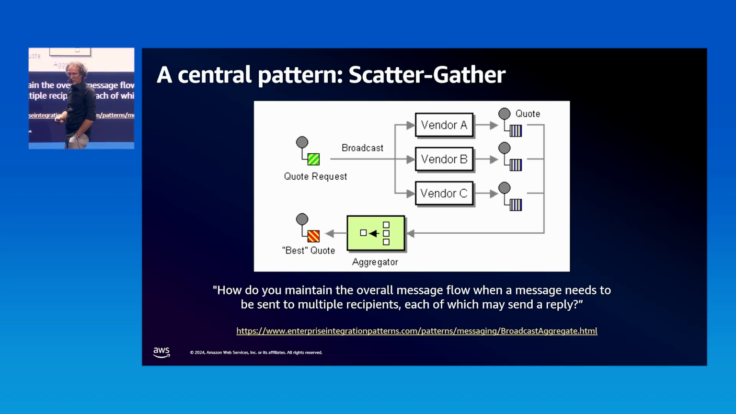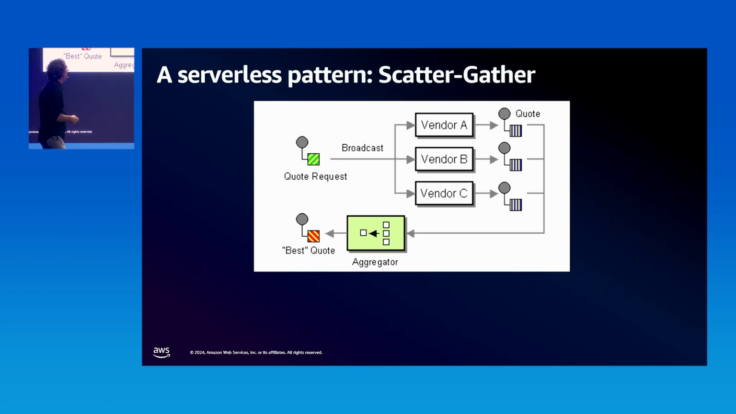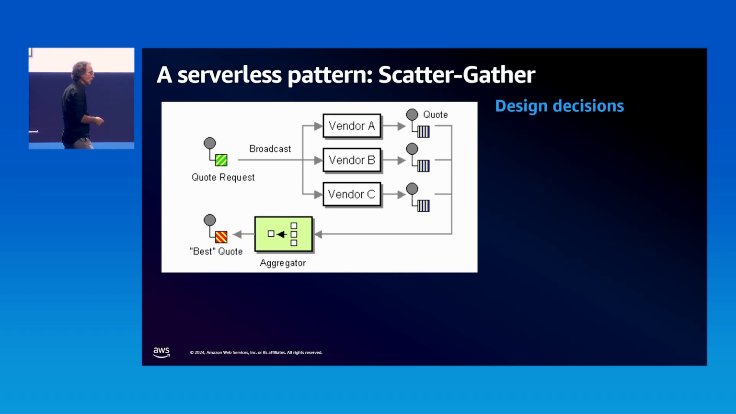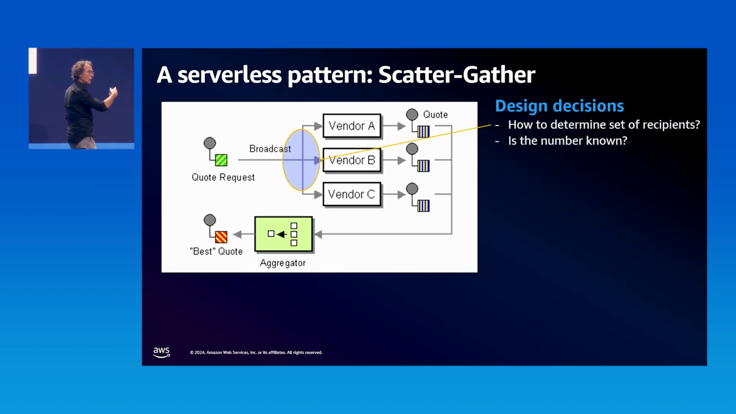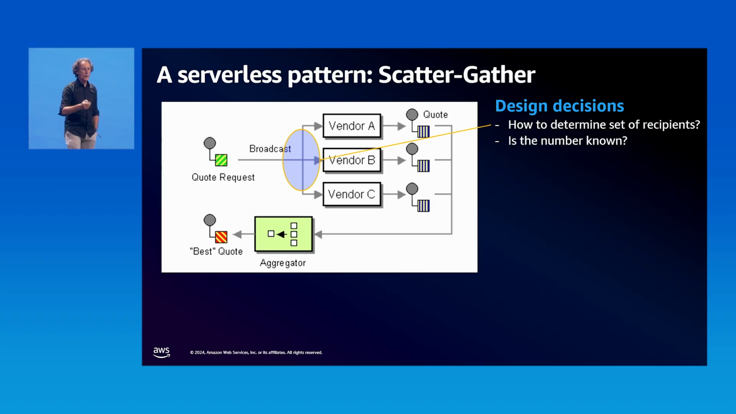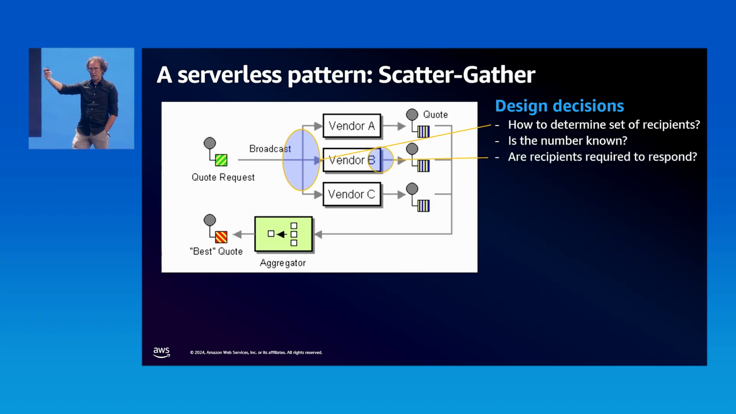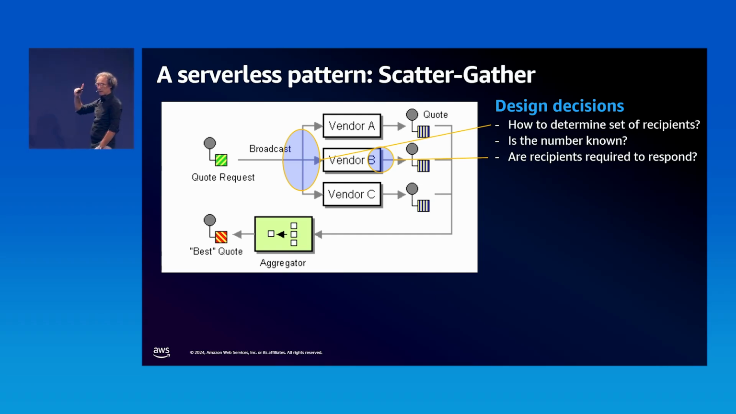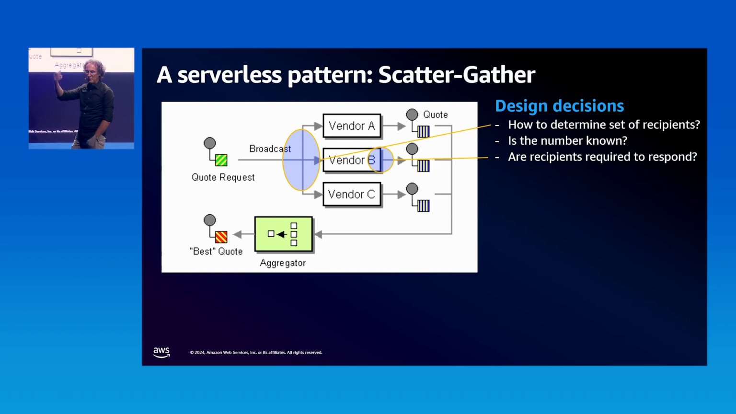Now, what are some of the decisions that you need to make to build this? Well, there is a relatively long list. The first one is, do you know who the recipients are and how many they are, and do they come and go? Does this number vary? Are they required to respond? This is very important for your design, because if you know how many recipients there are and they're required to respond, you know how many responses you get back. If you don't know that, then you cannot rely on the number of responses.